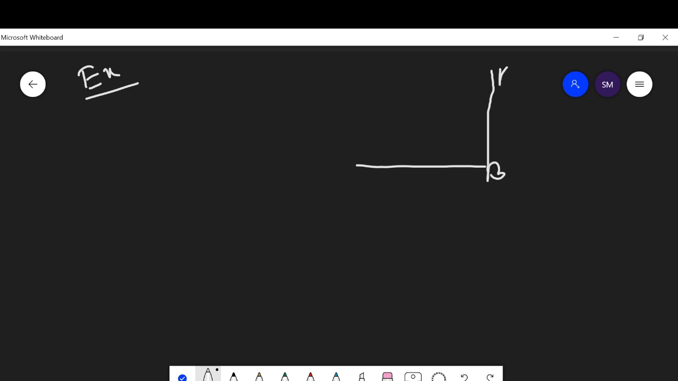Suppose this is point B and this is point A, and we don't know the height of the tower, and this is the point C, which is 30 meter away from the foot of the tower. Then this is the angle of elevation, which is given as 30 degree. We have to find the height of the tower.